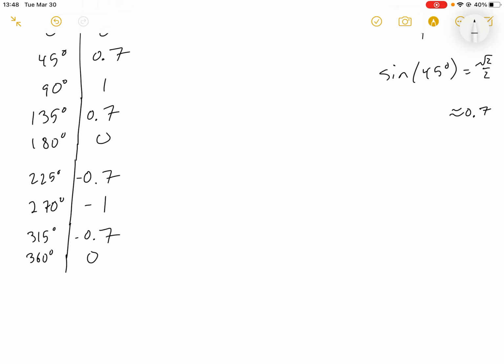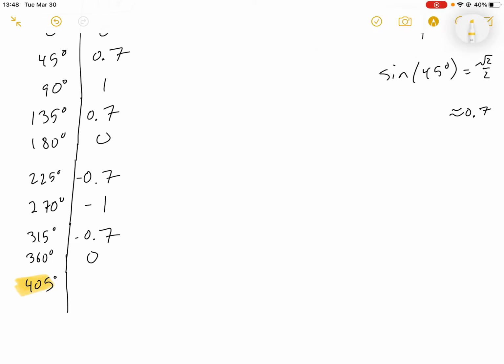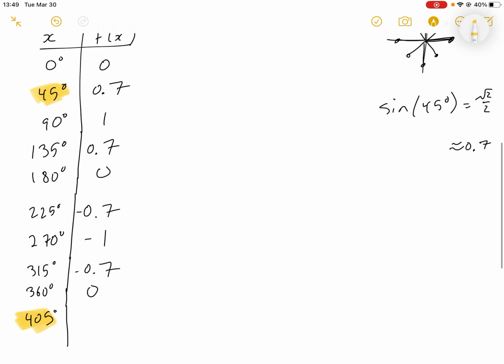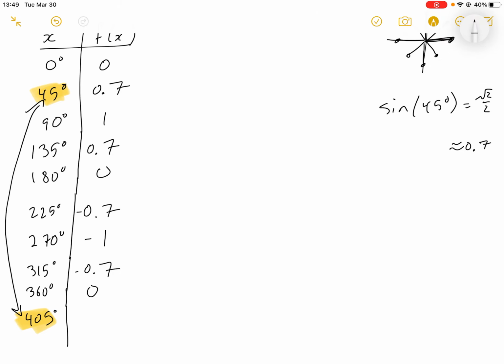I'm back at 0. Now we could keep going, right? So I could keep adding 45 and keep going around the circle. But notice that it'll just keep repeating this pattern. So if I get to 405, this angle and this one are actually coterminal. So that means that my sine is actually going to be the same. It's just going to be 0.7. So this is going to repeat.